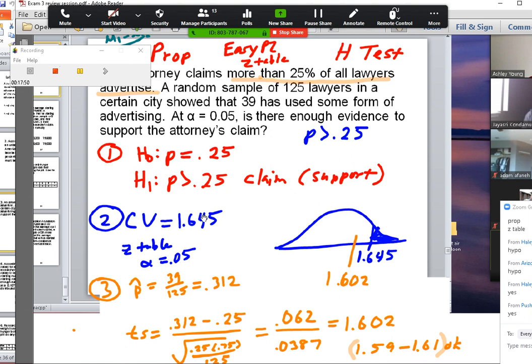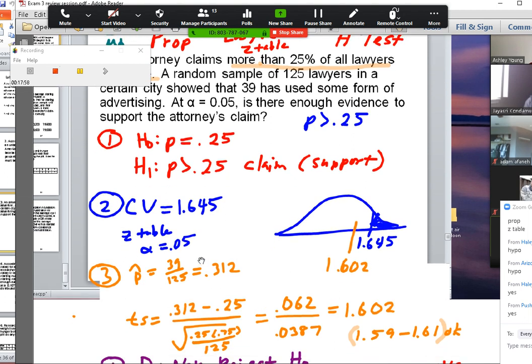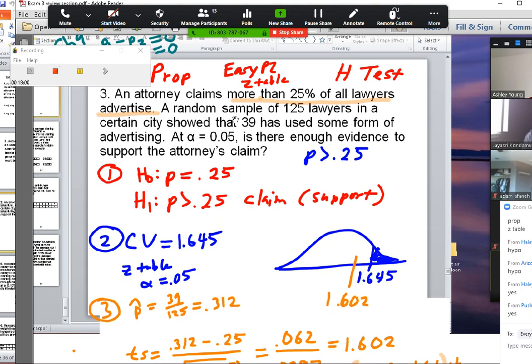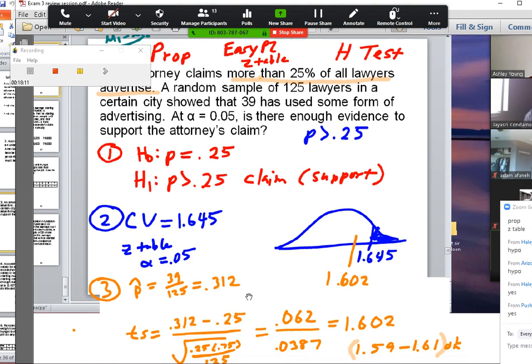All right, so it's right-tailed, so it means it's going to be the right side. I'm going to shade to the right, draw my little picture, put in my critical value. And then my p-hat, it's 39 out of 125, so my p-hat's 0.312. Give me 3 sig figs here. Don't round it to 0.31, 3 sig figs.